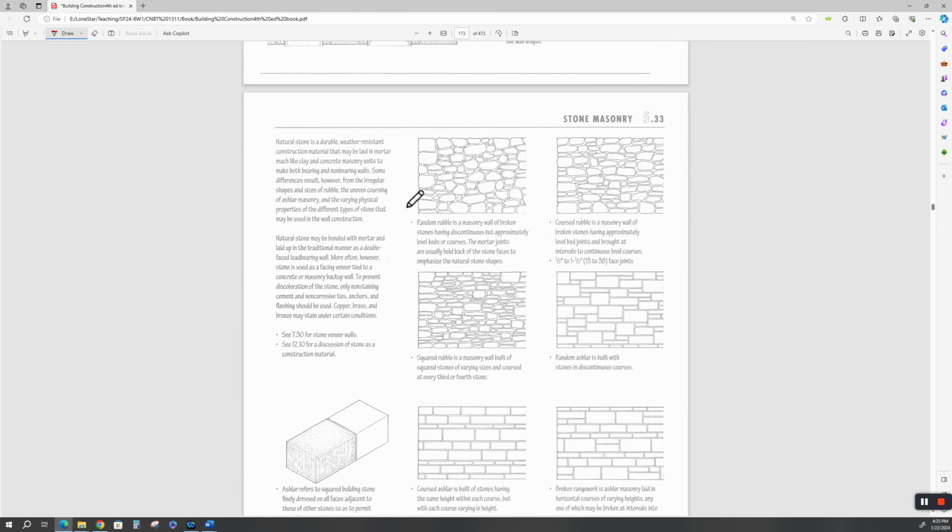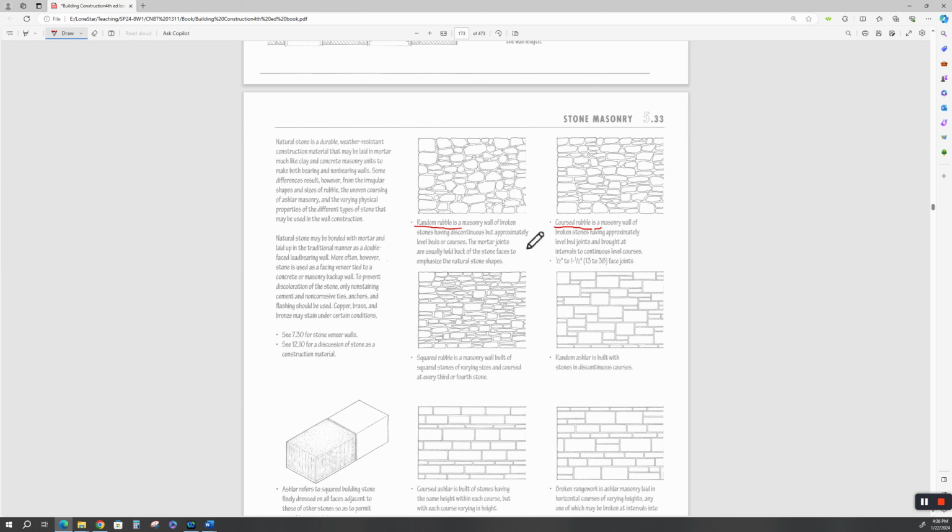Stone masonry. All right, stone can either be cut or can be random rubble. Random rubble means that it's just the normal size of the stone. You didn't break it, you didn't square it off, you didn't do anything. You just start stacking this stuff up. So, coarse rubble is a masonry wall of broken stones having approximately level bed joints and broad at intervals to continuous. So that means your mason has to go through here and try to fit this stuff together like a puzzle.